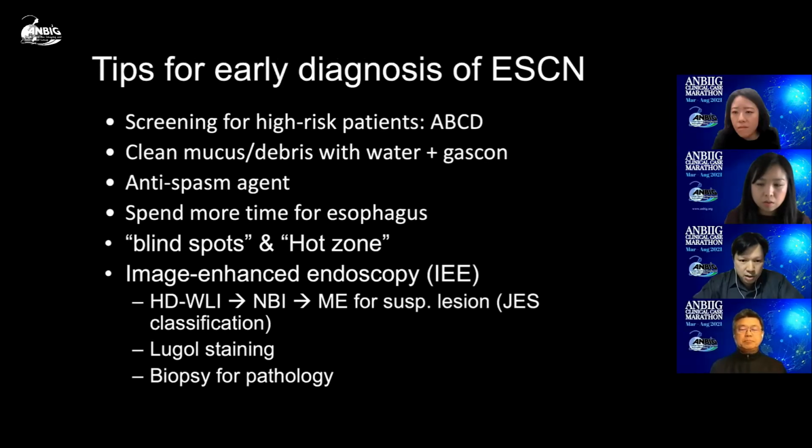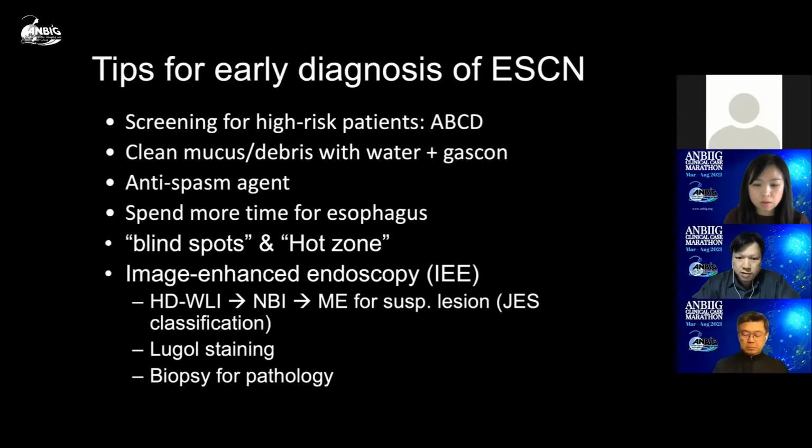Usually, I use the high-definition white light image and then switch to the ANBIIG screening. If there are any suspicious lesions, magnified endoscopy can give us information using the JES classification. Lugol staining is also used to see the margin of the suspicious lesions. And of course, take a biopsy for the pathology proof.